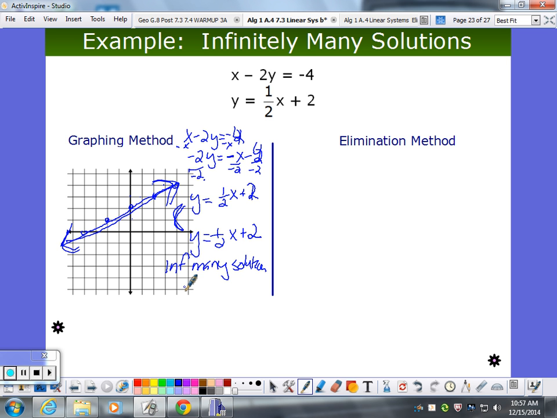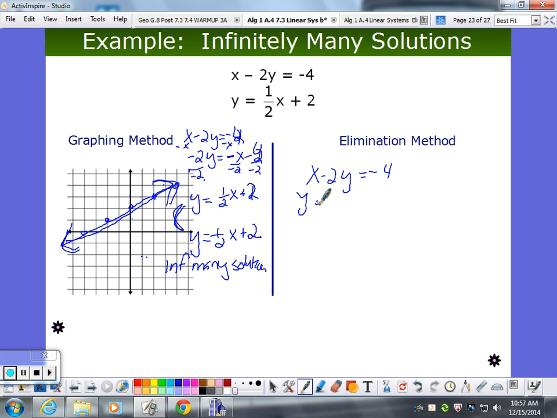Well, no, because how about this real number, 1, negative 2? Is that a solution? No. Only the solutions that are on the line. Only those xy pairs on the line. Now, if you were to solve this by elimination, sure, we can do that.